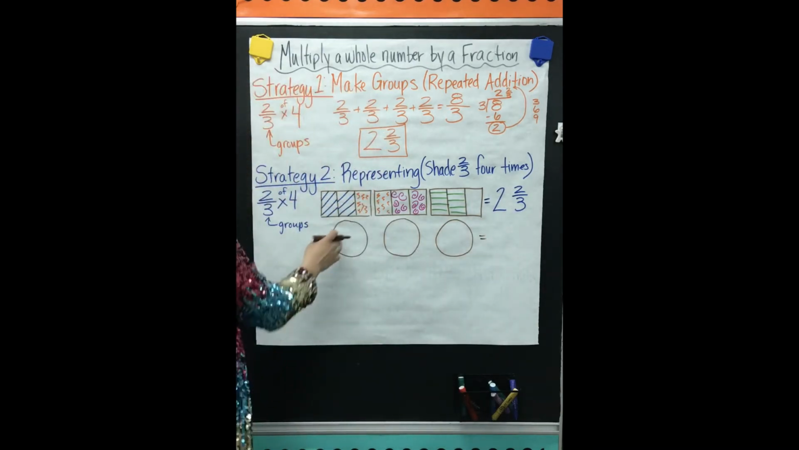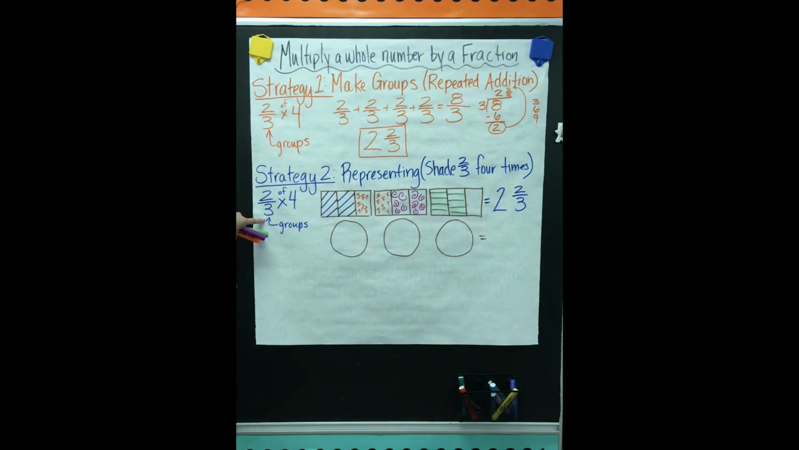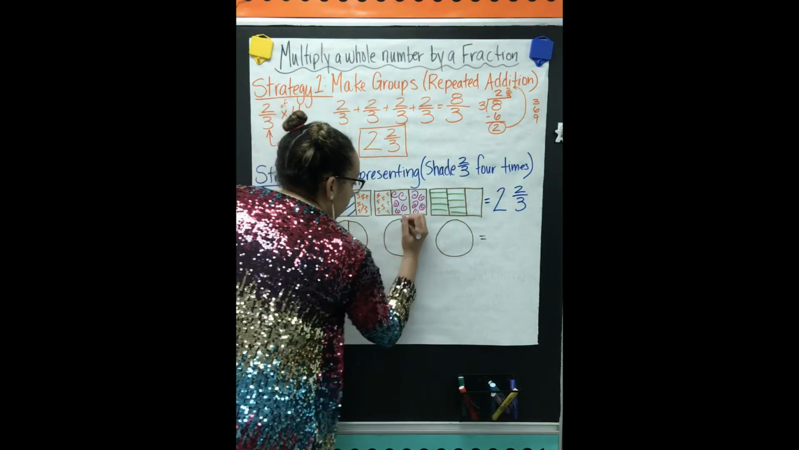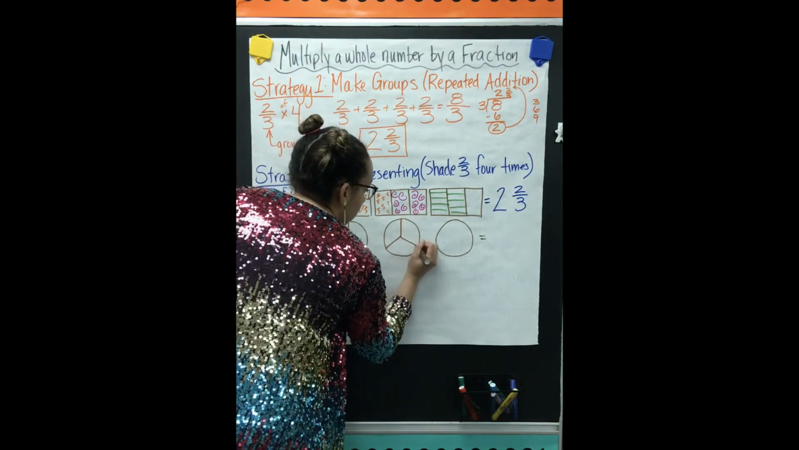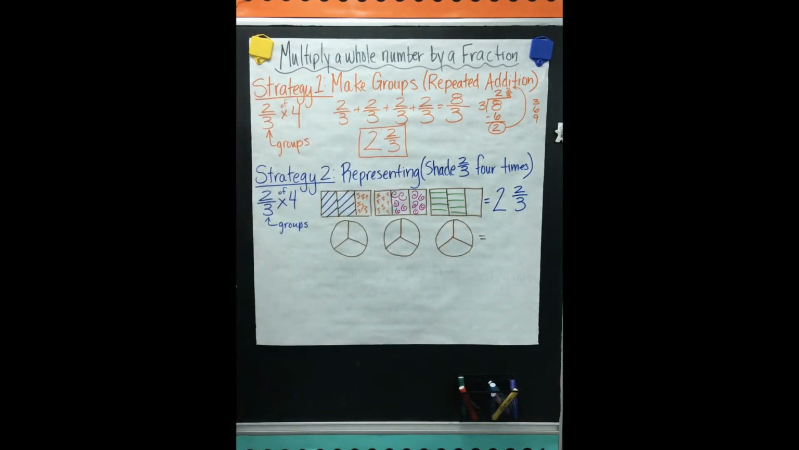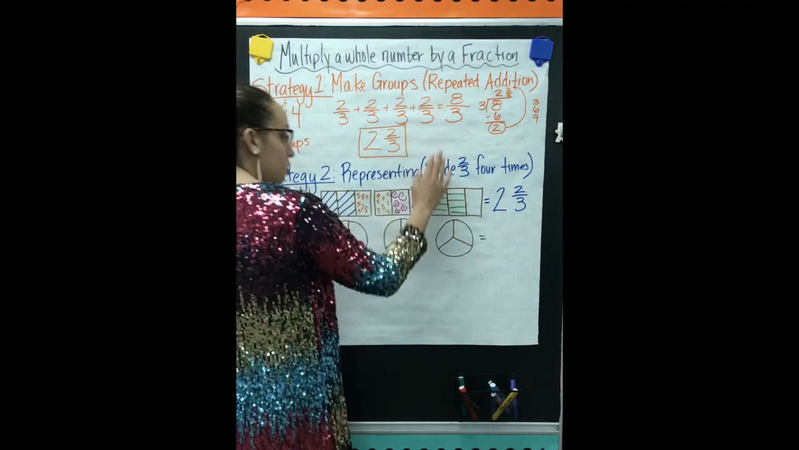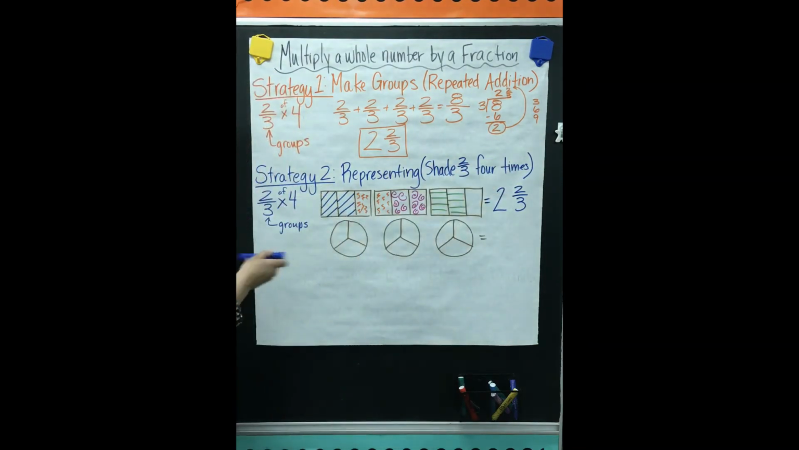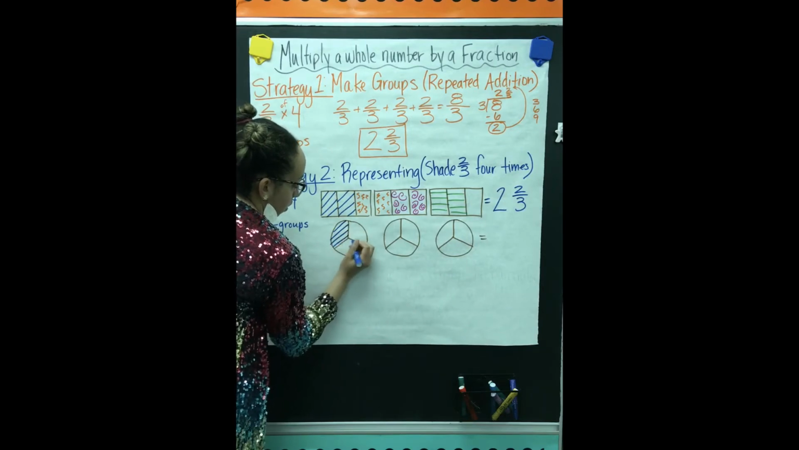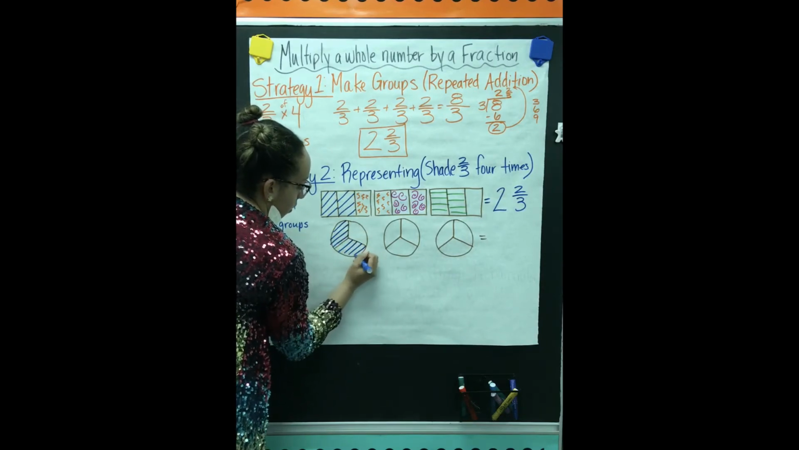Well, how many parts are we going to split our whole into? Hopefully everybody's saying 3 because that's our denominator. So we're going to split our wholes into 3 parts, 3 parts, and 3 parts. Now we're going to shade in just like we did up here, 2/3 4 times. So I'm going to shade in 2.